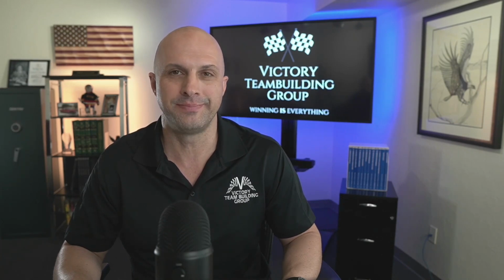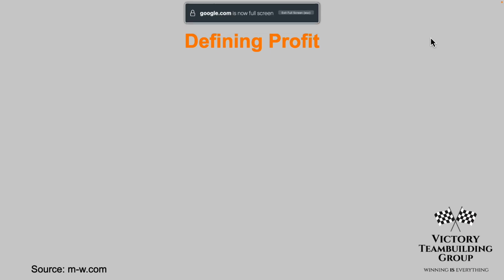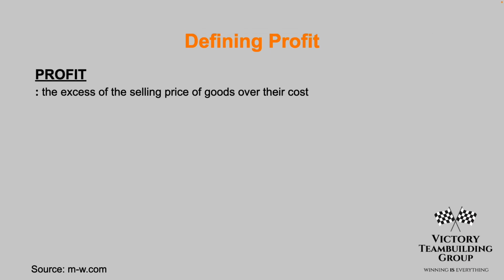Let me go to my screen. Okay, so let's define profit. Now, profit is the excess of the selling price of goods over their costs, right? So it's the difference between what something costs and what it was sold for. That difference is what your profit is.